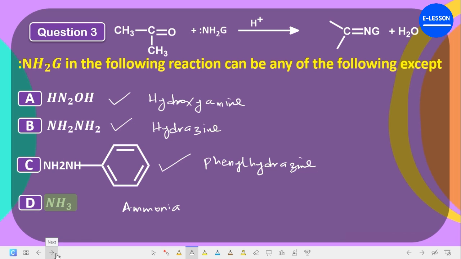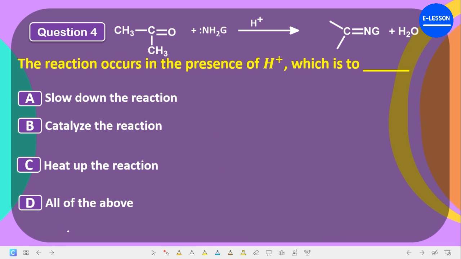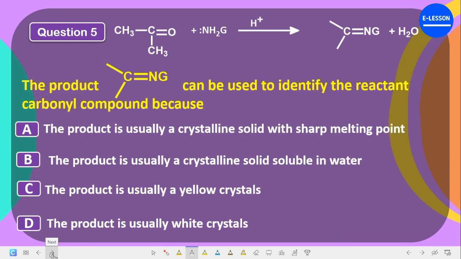Now let's continue with the next question. The next question says the reaction occurs in the presence of H plus, which is to. Now what do you think will be the correct answer? What is the purpose of the presence of H plus? Now the correct answer is option B, which is to catalyze the reaction. It occurs in the presence of H plus in order to catalyze the reaction. So that is the correct answer. H plus catalyzes the reaction. Let's look at the next.